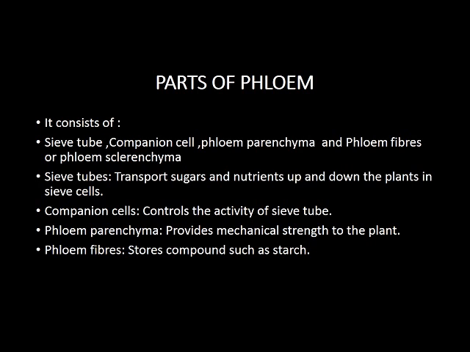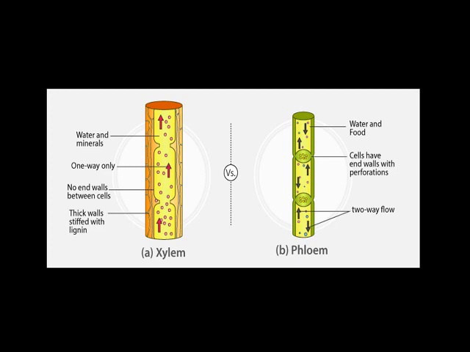Okay, but water is required only in the aerial part of the plant, which does the process of photosynthesis and transpiration. Companion cell, it is just a companion, means it supports whatever activities are taking place in the sieve tube, and it also provides energy to the sieve tube. Phloem parenchyma, they are responsible for mechanical strength, and phloem fiber or phloem sclerenchyma, they help in the storage of food molecules such as starch.